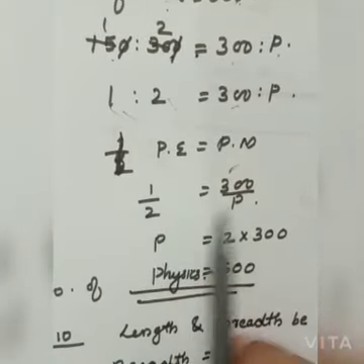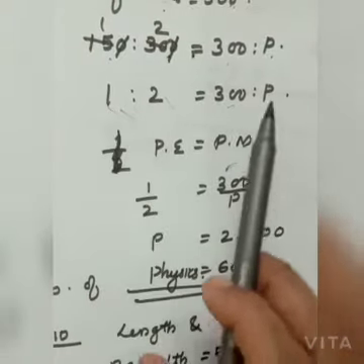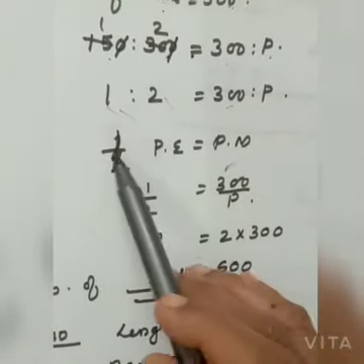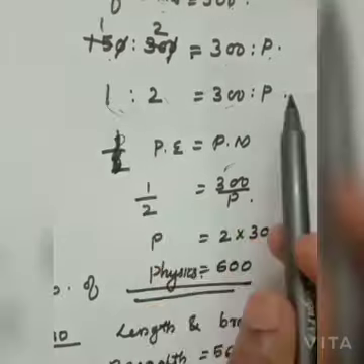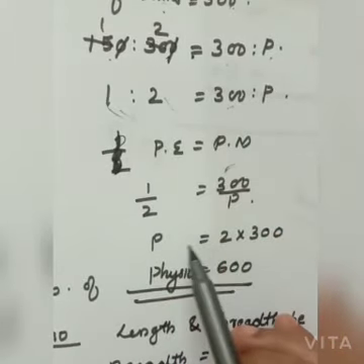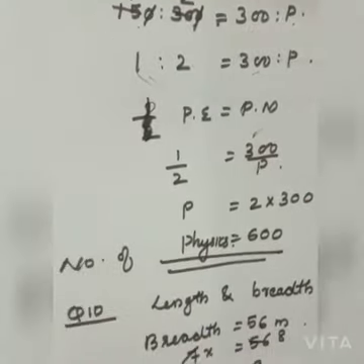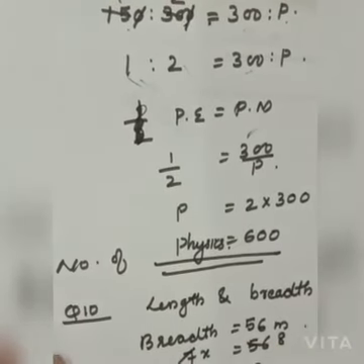I did cross multiplication. You can write product of extreme equal to product of means also. You can find out. Okay. You will get 1 into P is P, 2 into 300 is 600. P equal to 600. Directly you will get an answer. Number of physics books is 600.